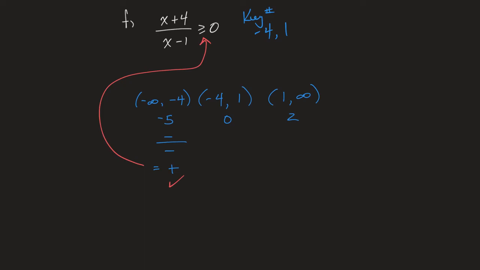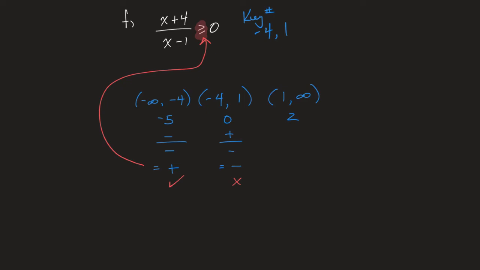I'm going to imagine subbing in 0 for my x's. Well, 0 plus 4 on top gives me a positive, and 0 minus 1 on the bottom gives me a negative. A positive divided by a negative gives me a negative value, and now my eyes follow that red arrow. Was I looking for negatives? Nope, I'm looking for positives. So that interval doesn't work.